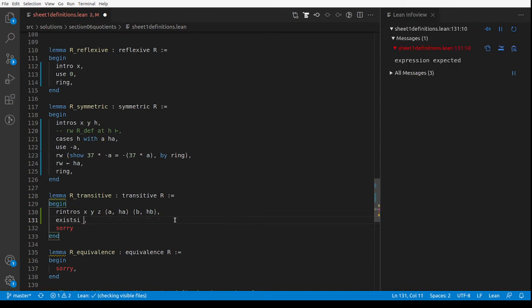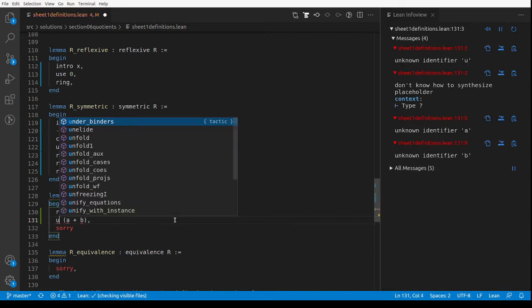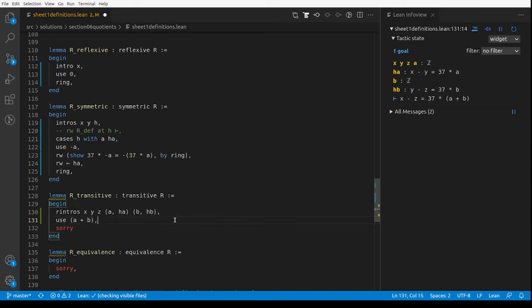So it's a plus b. So it's that. We don't have to use the exists sign now. We can go back to using the more normal tactic. We can use a plus b. And now what? So it's the same problem as before.